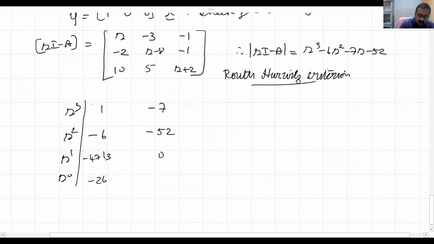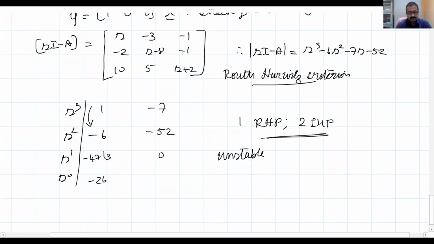So you can see that there is one sign change from plus 1 to minus 6. It means one pole is in the right half of the s-plane and the remaining two are in the left half of the s-plane. So the system is unstable. Right? So that's all about state space representation.